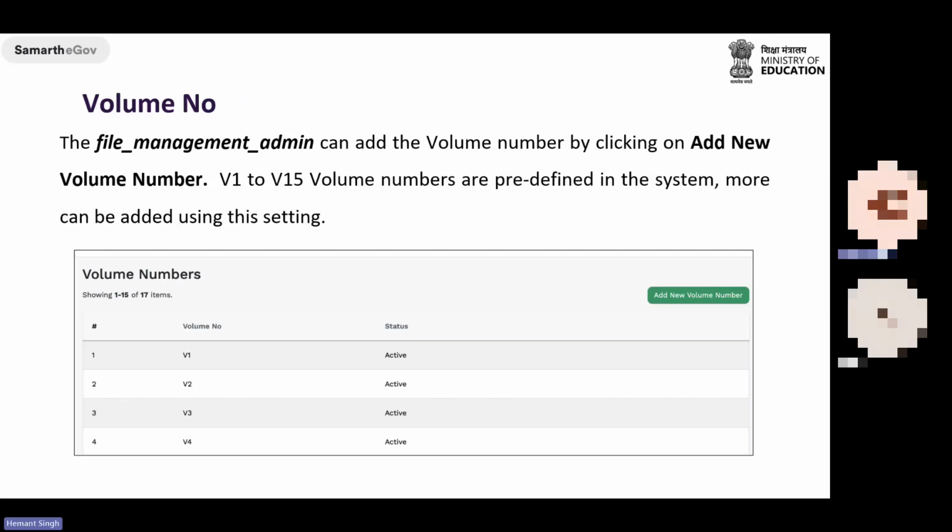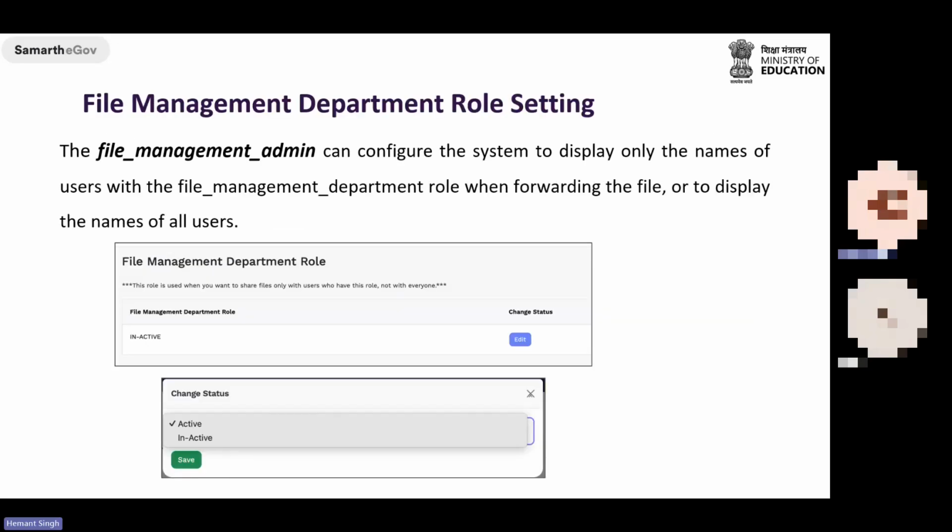The second point is the volume number. You can add a volume number by clicking add new volume number. By default, I'm adding V1 to V15 volume numbers. A volume number is like, for example, one file that has volumes one, two, three, four, five. The file is the same, but you have five files mentioned. This is the volume number.